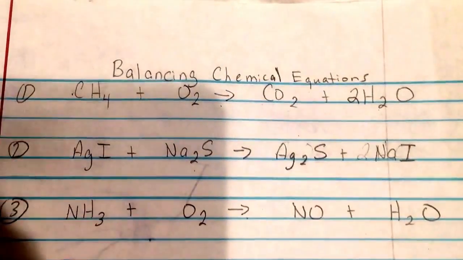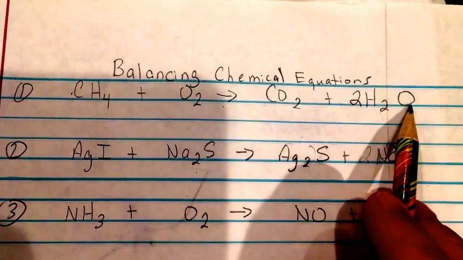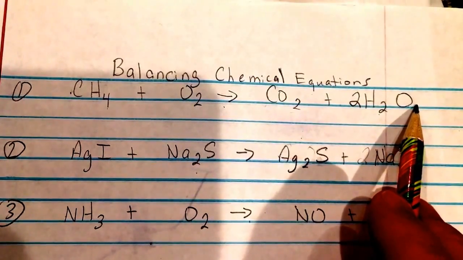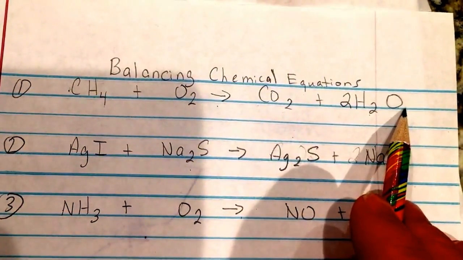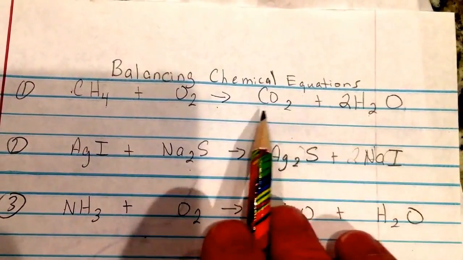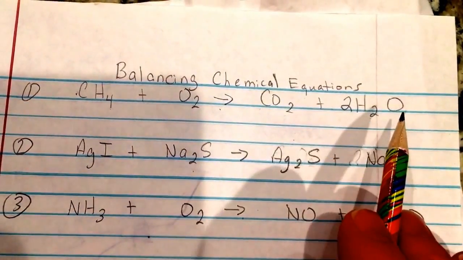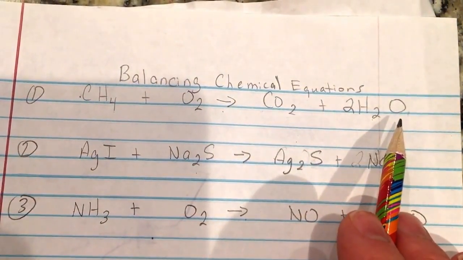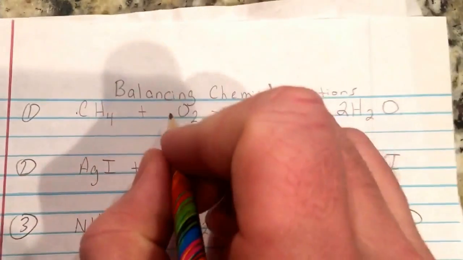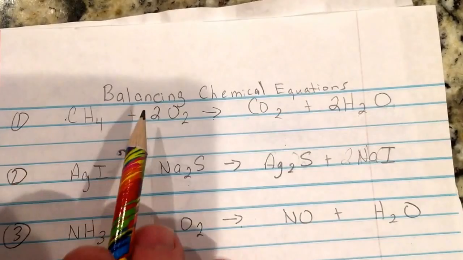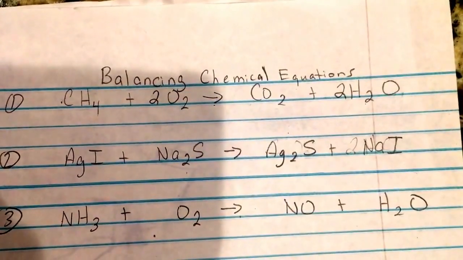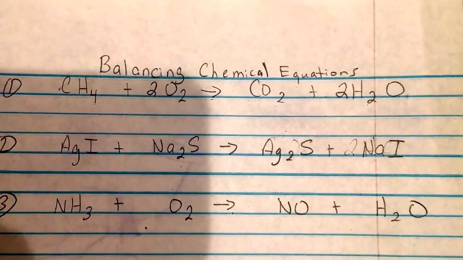And then I have 2 times 1 oxygen, because if there's no number there, we assume there's a 1. So I have 2 oxygen in the water molecule and 2 in the carbon dioxide, for a total of 4 oxygen on this side. Now this is a really easy fix, because all I have to do is put a 2 in front of the oxygen molecule on that side, and now I have 2 times 2 is 4. So now that equation's balanced.